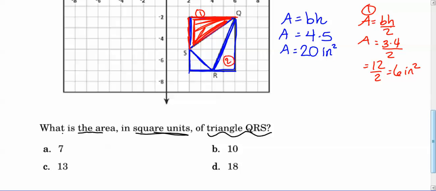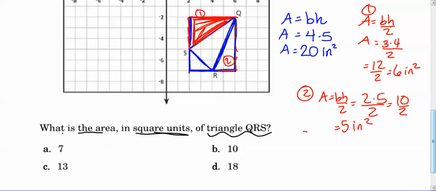Triangle 2, we'll do right here. All right, area equals base times height divided by 2. The base distance is 2. The height is 1, 2, 3, 4, 5 divided by 2. You're going to get 10 divided by 2, which equals 5 inches squared.